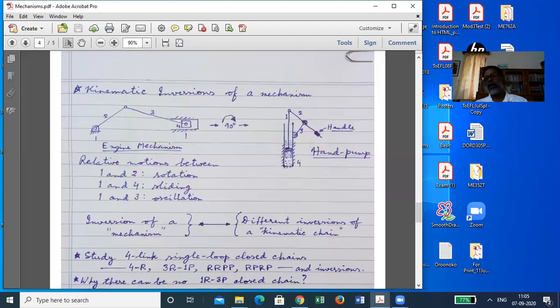That to begin with, we had a 4-link chain, and now this is its inversion with link 1 fixed. This is its inversion with link 4 fixed. And you can get 2 more inversions by fixing link 2 and fixing link 3. Okay? So this inversion is something like friend. You are my friend, I am your friend, and we are friends. Okay, so like that, the inversion word is used.